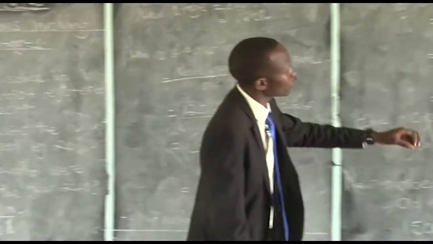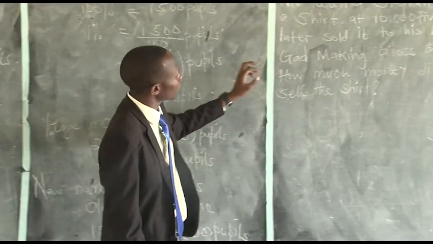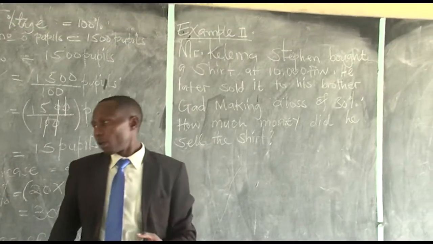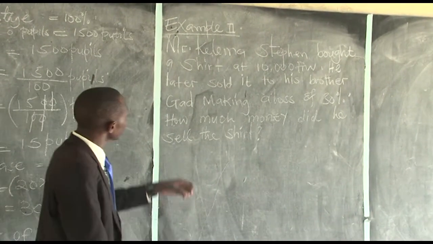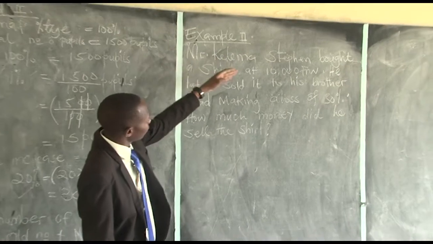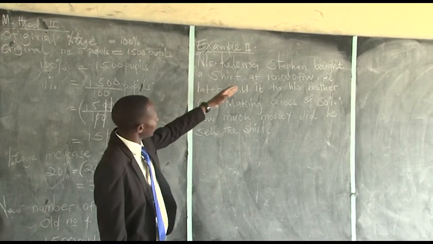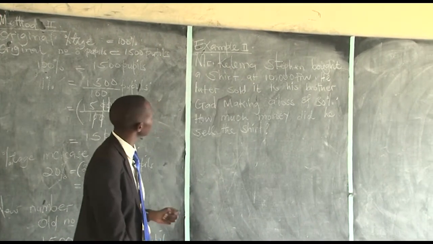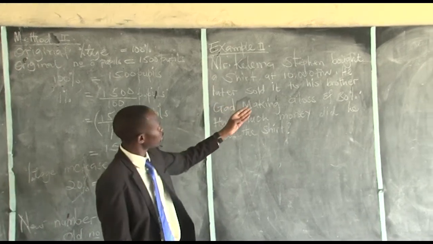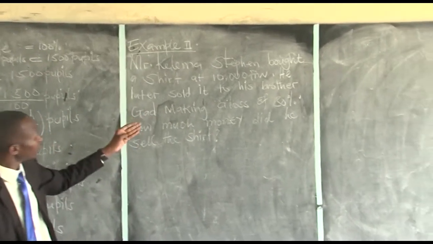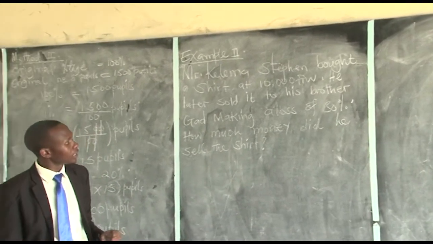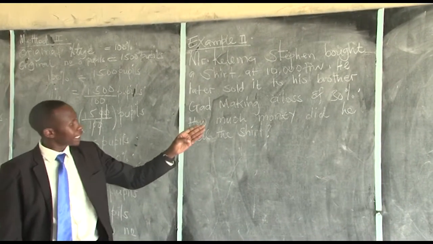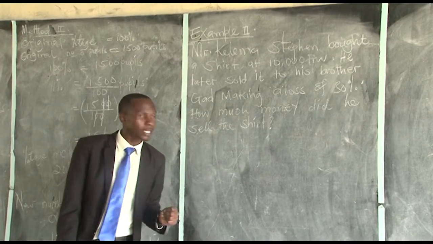Meanwhile, let's go to the last example. We look at it. What does it say? The last example was saying, Mr. Kelema Steven bought a shirt at 10,000 francs. He later sold it to his brother, Gad, making a loss of 30%. How much money did he sell the shirt?